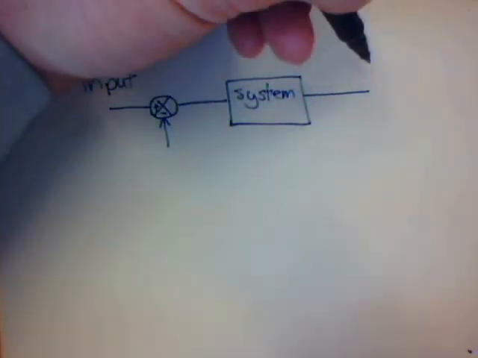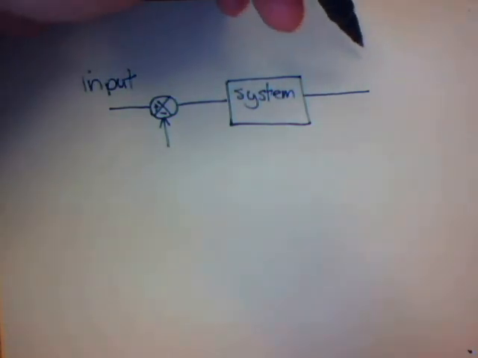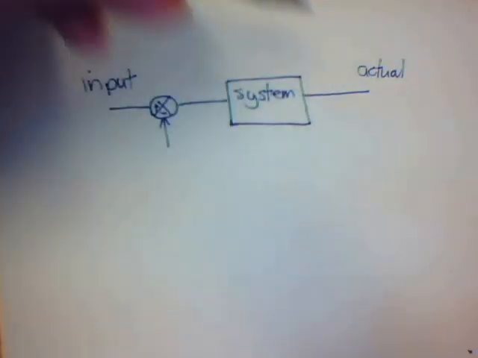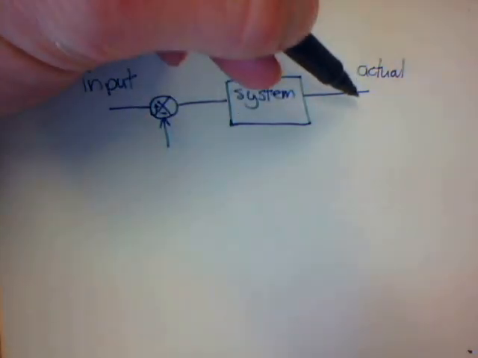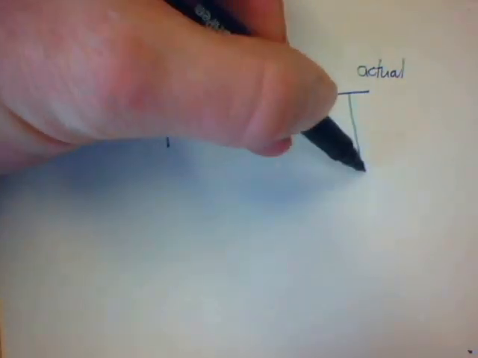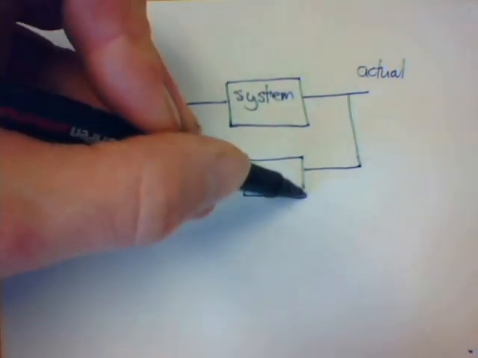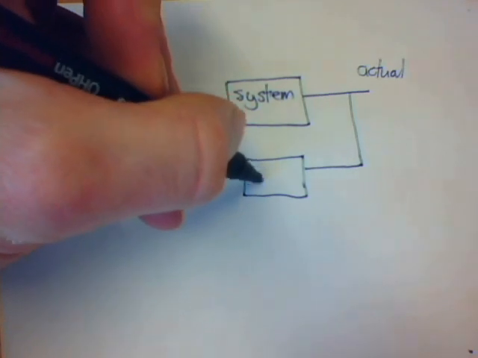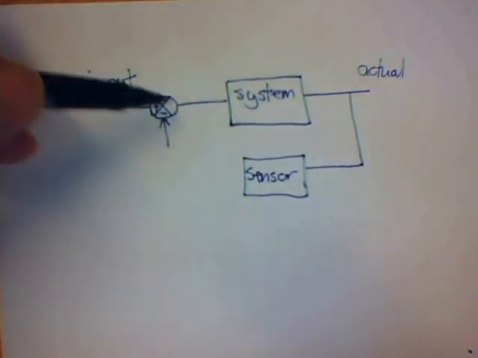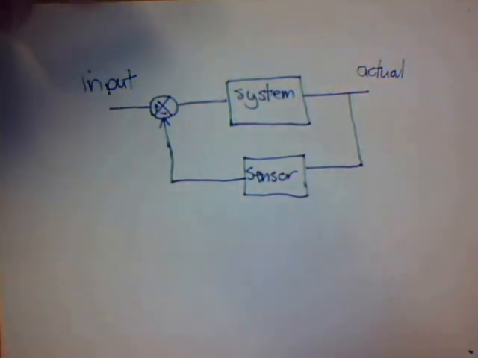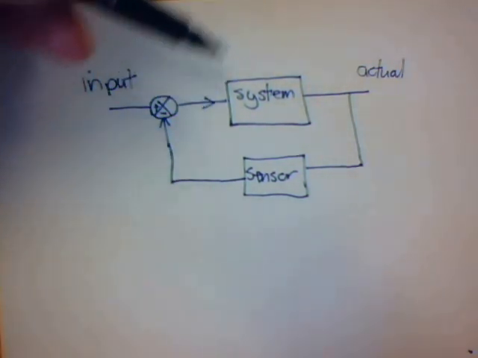So we've got our actual input and we have our real output, and that is measured by a sensor, and that sensor could be our other hand that's in the bath. And the difference between the input and the sensor is taken, and that is used to control the system.